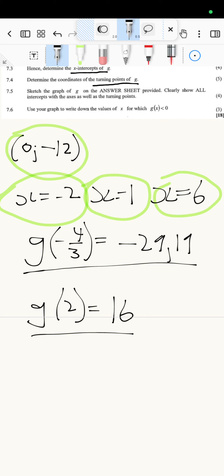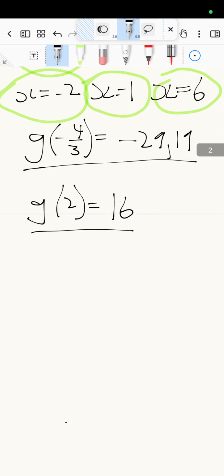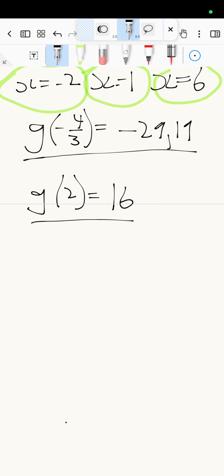Okay, so you've got all of the pieces that you need. Now we just need to draw. Yes, you are going to have an answer book when you do this in your exam. I don't have one here right now, so I'm just going to draw my own Cartesian plane.